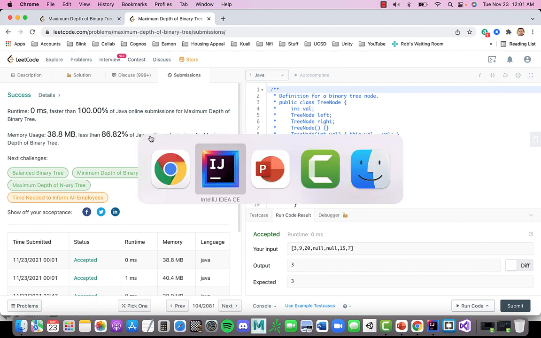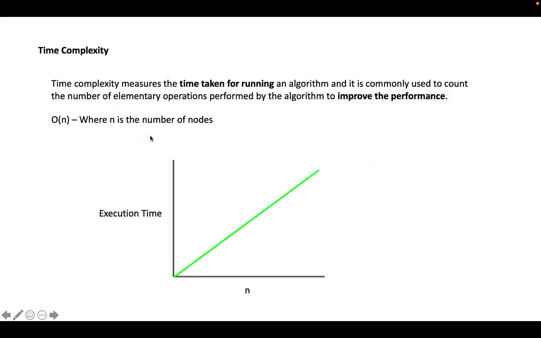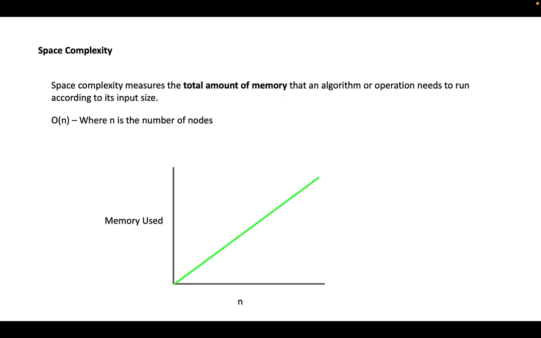Anyway, so last thing we'll check is the time and space complexity. So time complexity is O of n, where n is the number of nodes. The more nodes you have, the longer it's going to take to traverse them. Space complexity, same thing. The more nodes you have, the more space it's going to take.